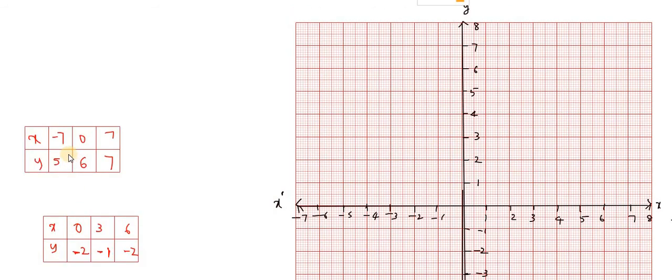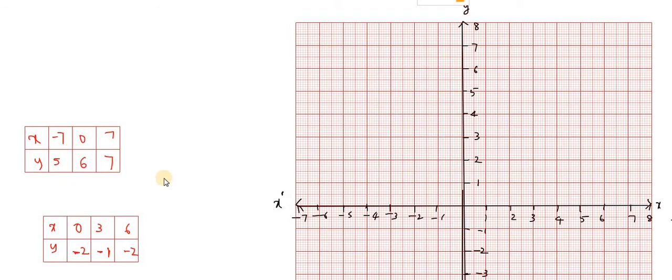Okay, we've marked the axes here. This is y, this is y dash down, and x dash. Now plot the graph accordingly. We'll paste the table here so it is helpful for us. Now we'll plot the graph.